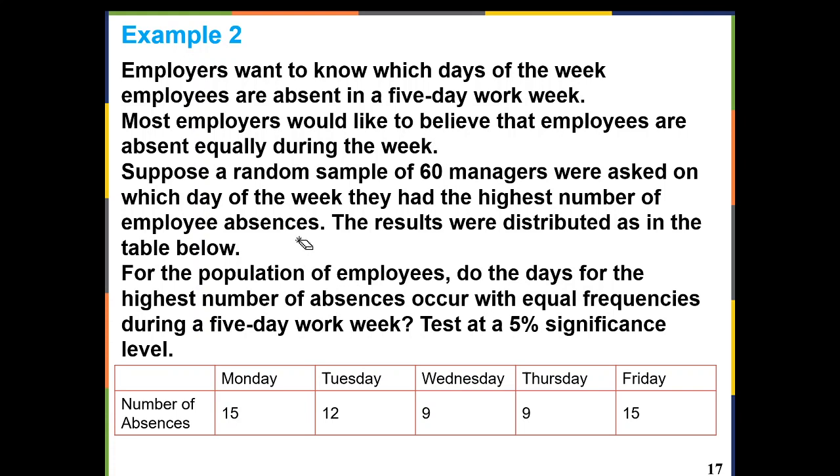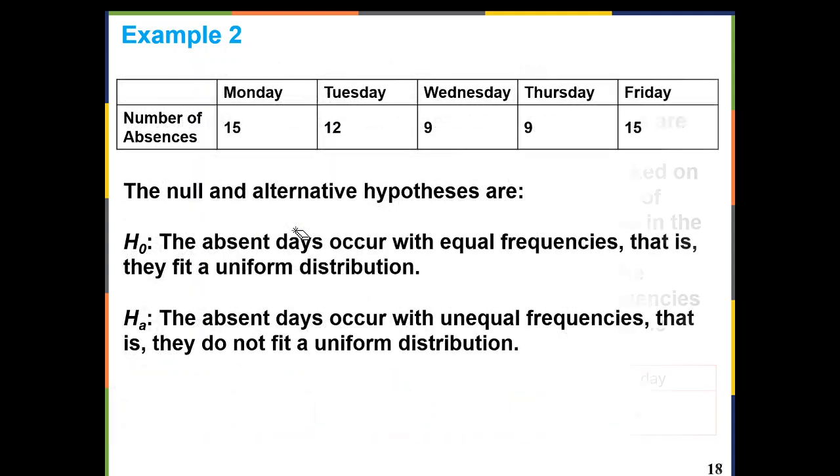That means the null hypothesis says that the absences occur with equal frequencies during a 5-day week on any day. Do we have enough evidence with this data to actually test that? Yes, we do. We don't know the answer, but we have enough information to do the test. So let's do the test.